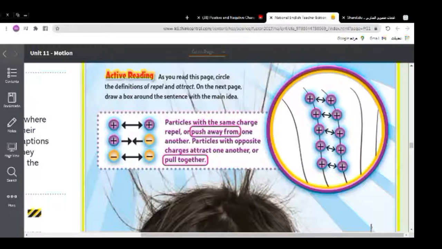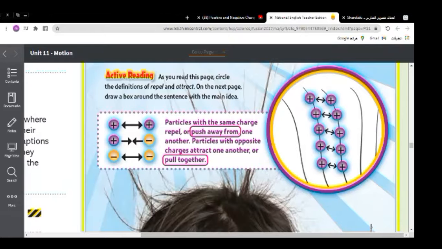Particles with the same charge repel. Repel, what does it mean? Repel means push away from one another. Like if we have something charged with positive charge, like positive, it's like plus. Positive with positive, are they attracted? No. Is it like a magnet? Perfect. It's exactly like a magnet.